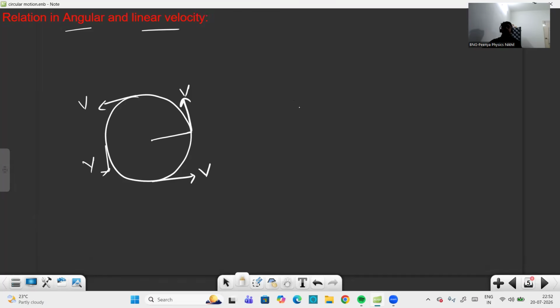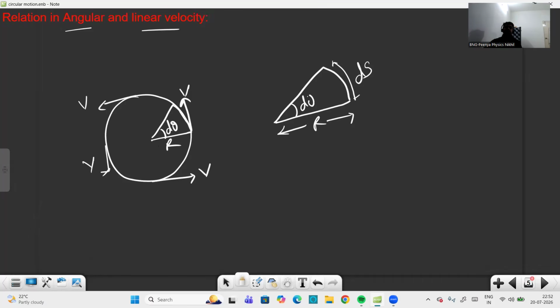So here, for example, any part of it, let me consider this part. In that, a small angular displacement is happening, d theta. So that part I will cut and observe here. Let in dt time, the small linear displacement be denoted by ds, and the radius of this circular path is r. So this is r, and the small angular displacement is d theta. This is a very small part, almost a small right angle triangle.